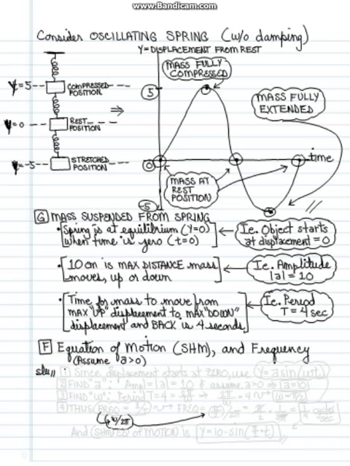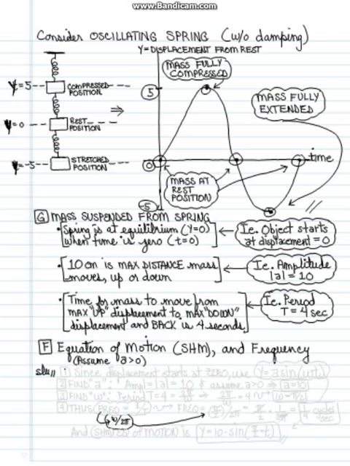Now, with all of this information, we're asked to find the equation of motion. SHM means simple harmonic motion. We call it harmonic when it oscillates back and forth. Find that equation of motion and the frequency, and make the assumption that the A value is positive. We know the absolute value of A is 10, but we need to know what A is, and they're going to give us a hint. The A value is going to be positive for this problem.